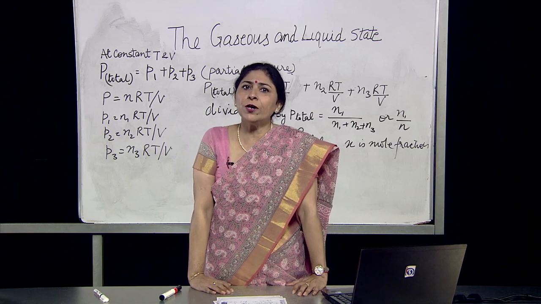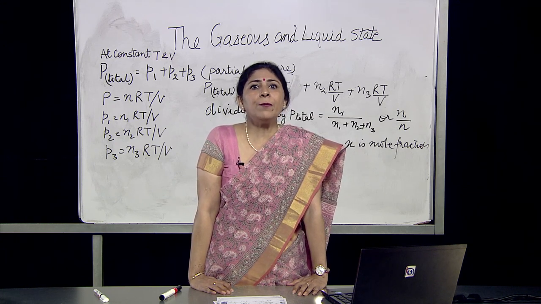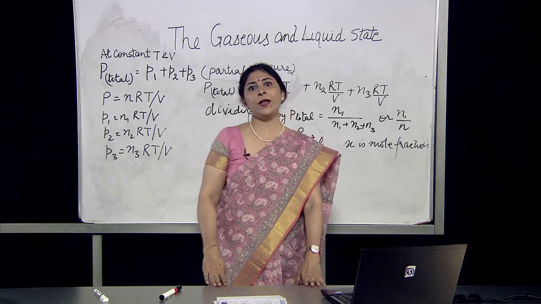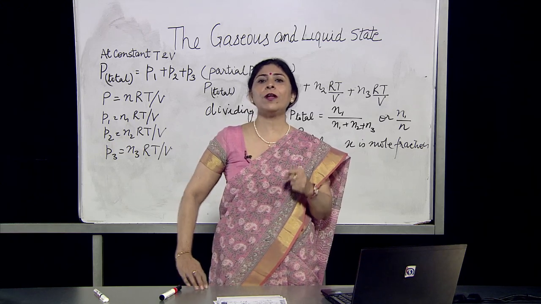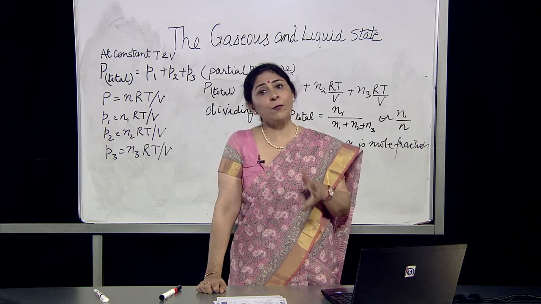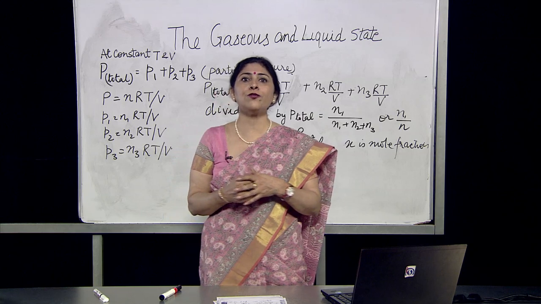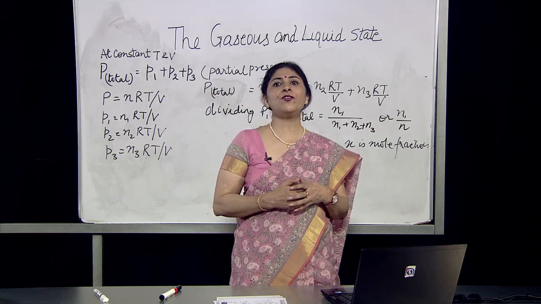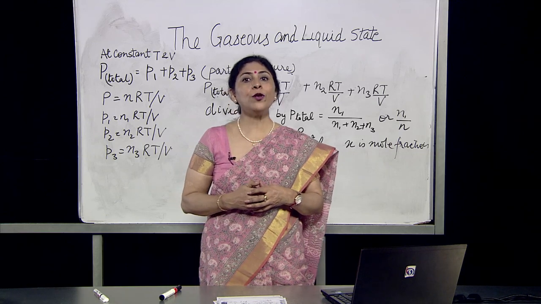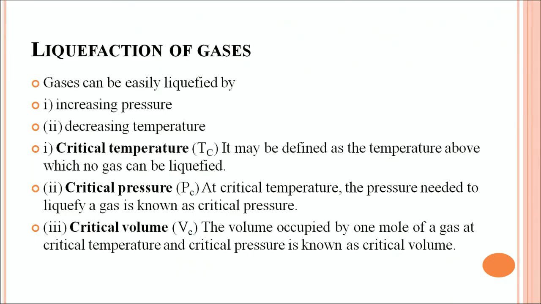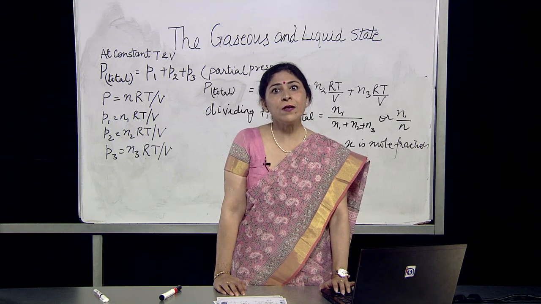Now here we have a few terms: the critical temperature, critical pressure and critical volume. The critical temperature is defined as the temperature above which no gas can be liquefied. You cannot liquefy any gas at any temperature; there should be a certain temperature at which the gases can be liquefied. The same goes for the pressure. You cannot apply any pressure and liquefy the gas into the liquid. No. At critical temperature, the pressure needed to liquefy a gas is known as critical pressure. The same goes with volume. The volume occupied by 1 mole of a gas at critical temperature and critical pressure is known as critical volume.